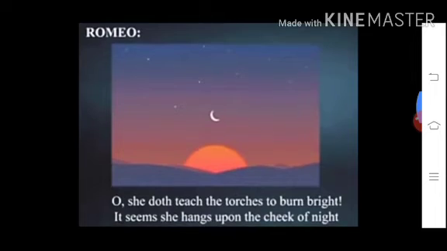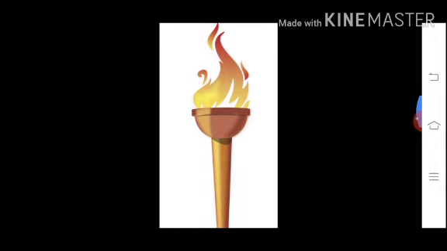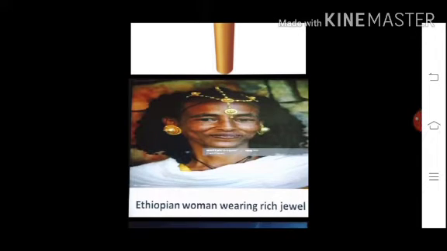This means, in the first line, Romeo explains the beauty of Juliet. "Oh, she doth teach the torches to burn bright. It seems she hangs upon the cheek of night." This means she is so beautiful, and her radiance could teach the torches how to be even more radiant and bright. That means her beauty is more illuminated than the light of the torch. He means her beauty surpasses the light of the torch.